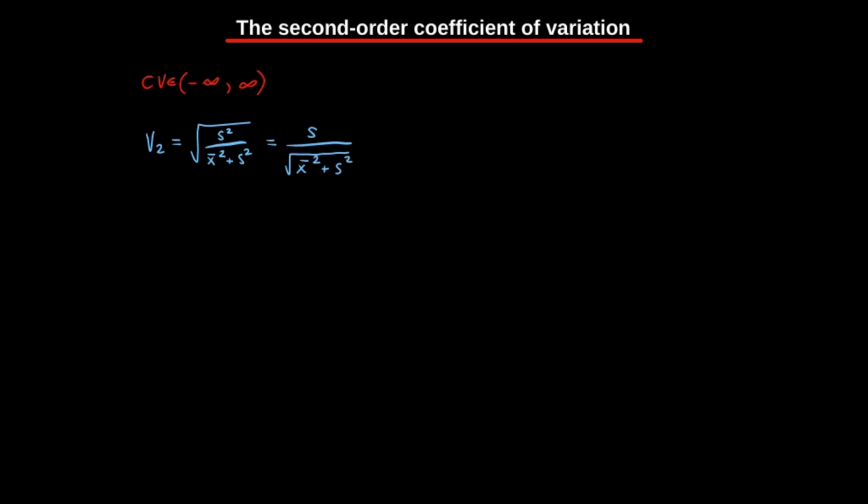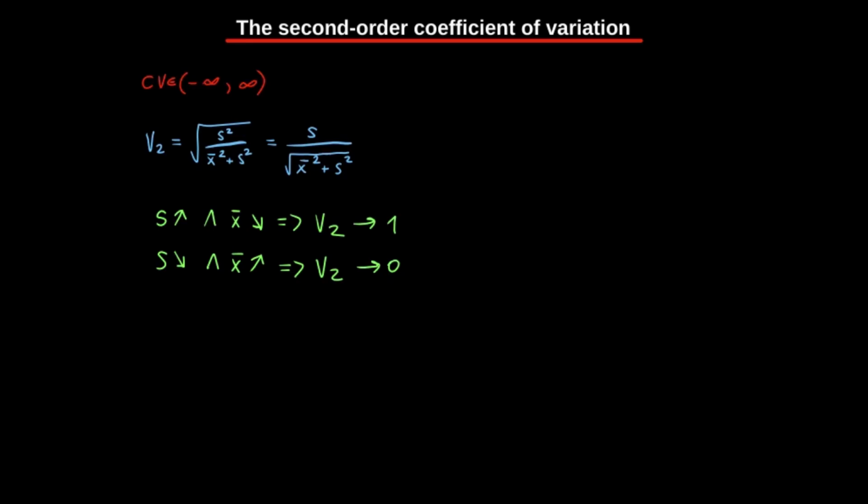So how can we interpret this coefficient? Well, if the standard deviation is large and the average value is small, then the variance dominates the denominator. In that case, the second order coefficient of variation tends toward 1. This means that the data has high relative variation. On the other hand, if the standard deviation is small and the average value is large, then the squared average dominates the denominator. In that case, the coefficient tends towards 0. This means that the data has low relative variation.